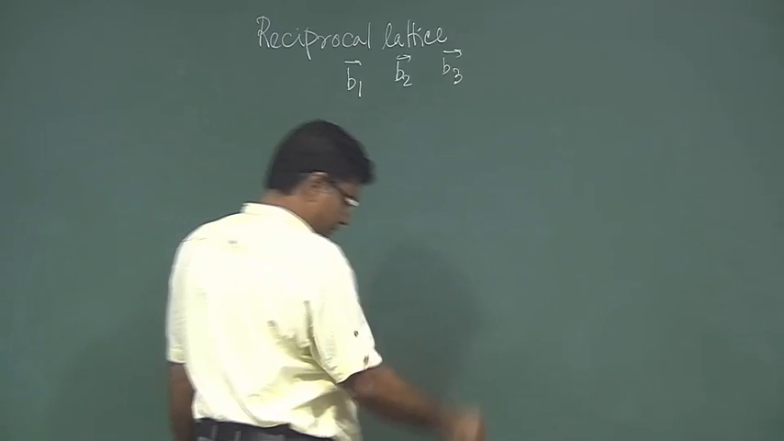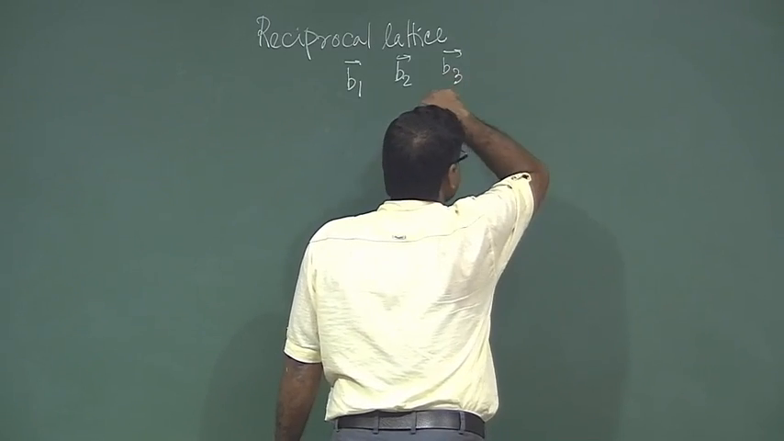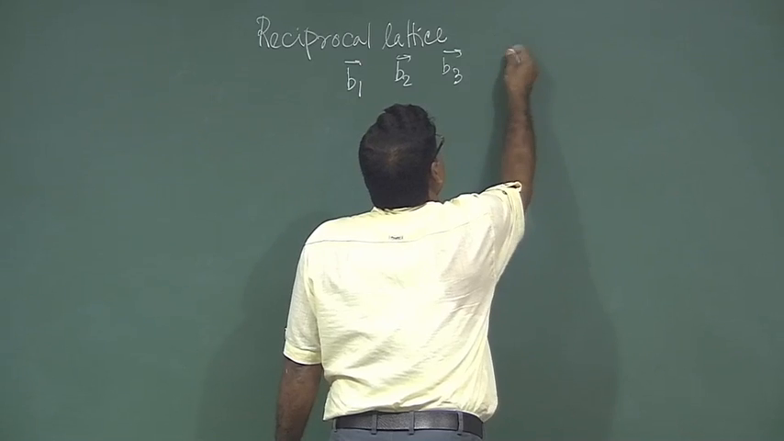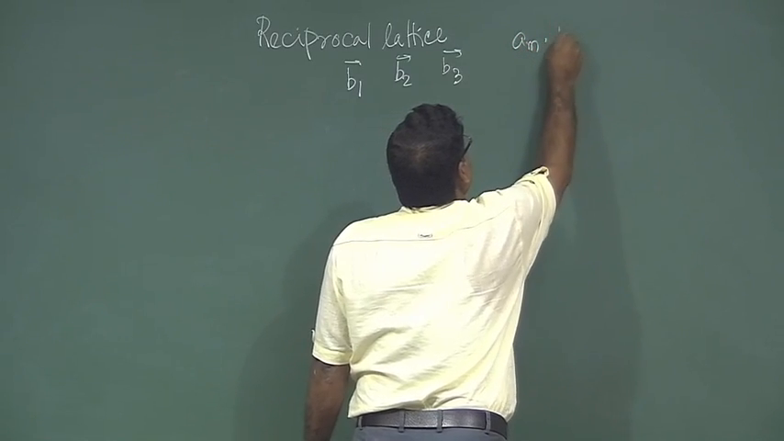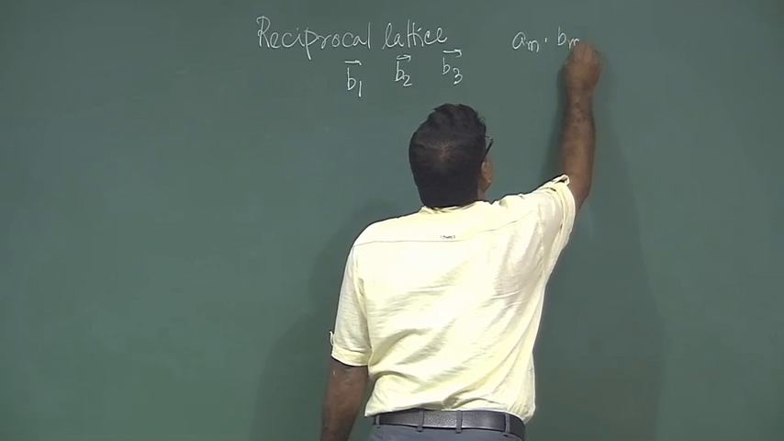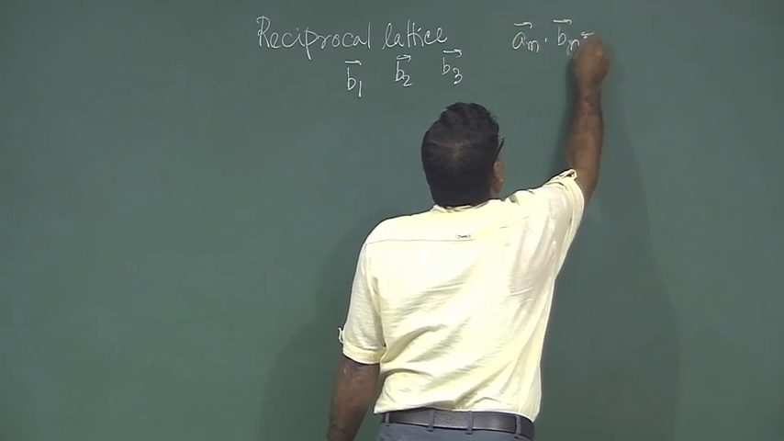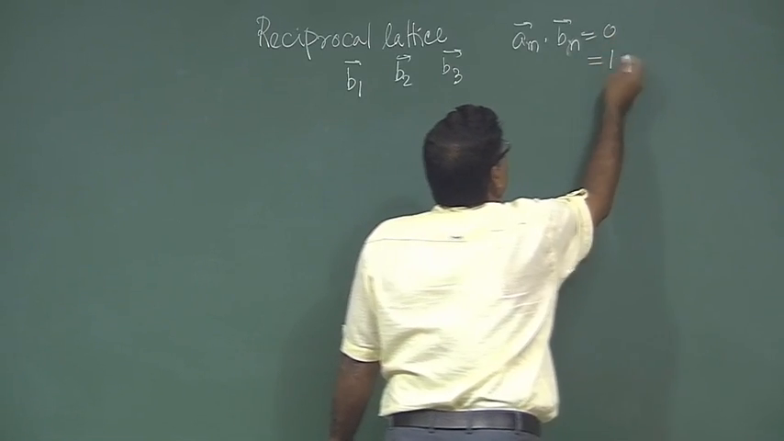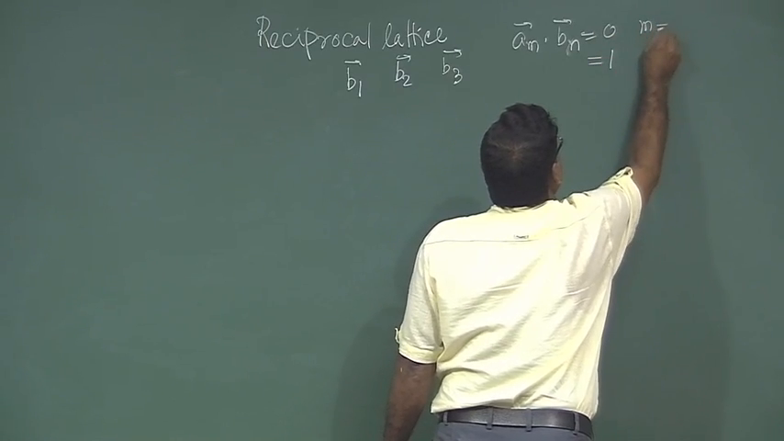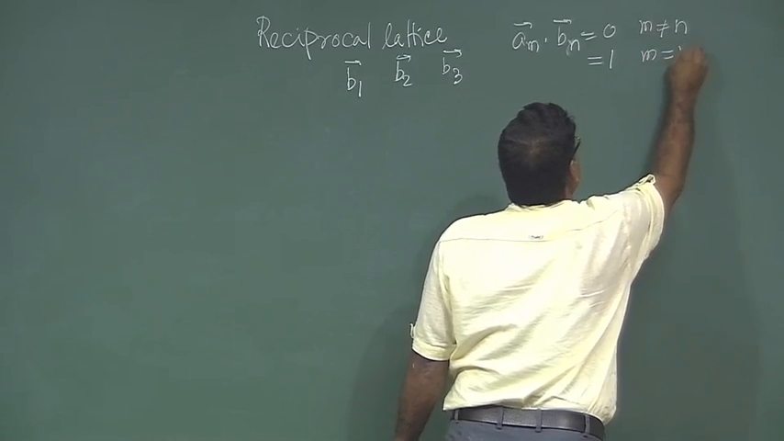So, also we have seen the important relation: Am dot Bn equal to 0 when m is not equal to n, or 1 when m equals n, right.